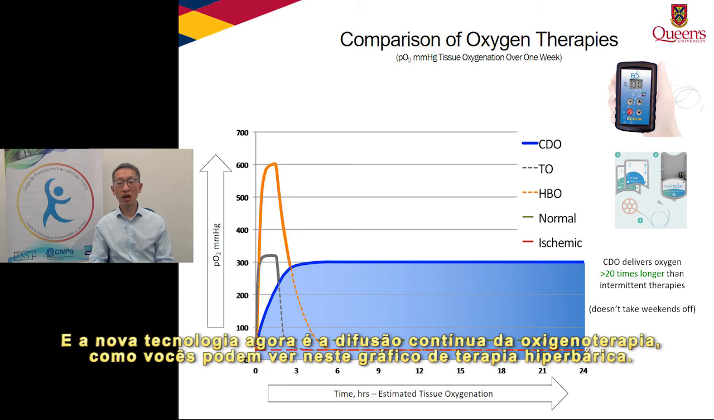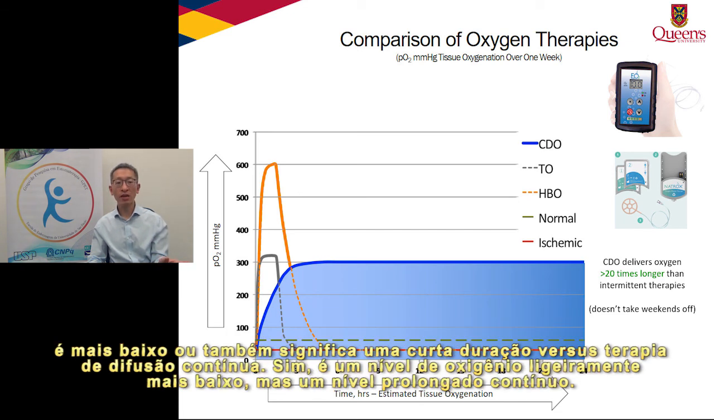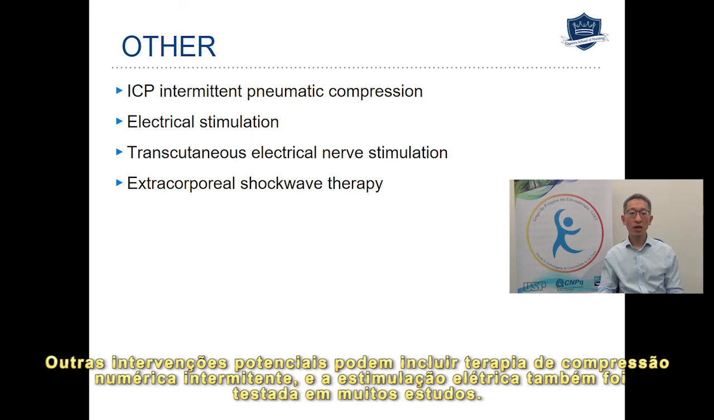As you can see in this graph, HbO2, or hyperbaric oxygen therapy, gives you a really significantly high concentration of oxygen delivered within a short duration of time. Topical oxygen is low oxygen, also for a short duration of time, versus a continuous diffusion therapy. Yes, it's a slightly lower oxygen level, but it's maintained at a continuous, prolonged level.